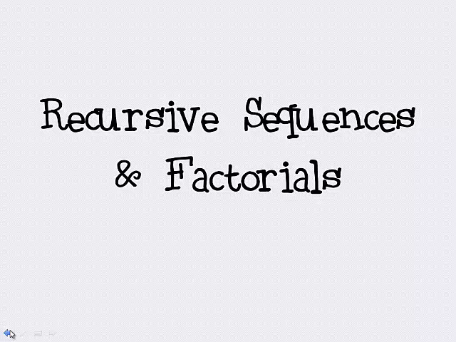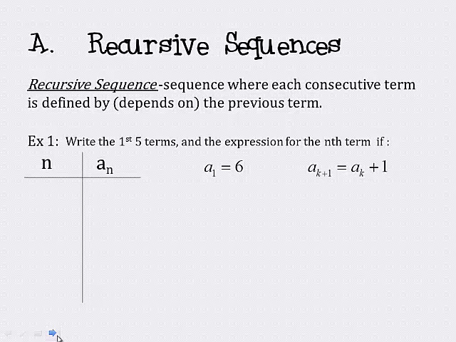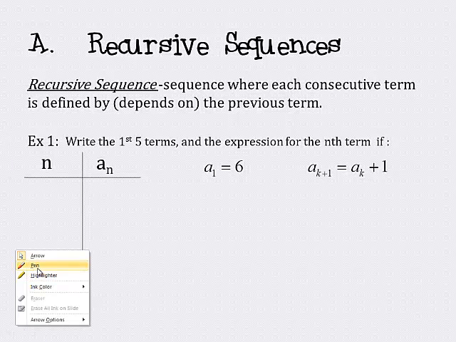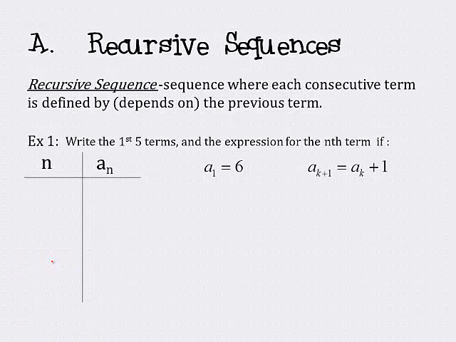Alright, this video is about a specific kind of sequence called a recursive sequence and what we call factorials. A recursive sequence is a sequence of numbers where each consecutive term is defined by the previous term, which means it depends on what the previous term was. So you'll see a little different notation, because you have to look at the number right before it before you can predict the next number.